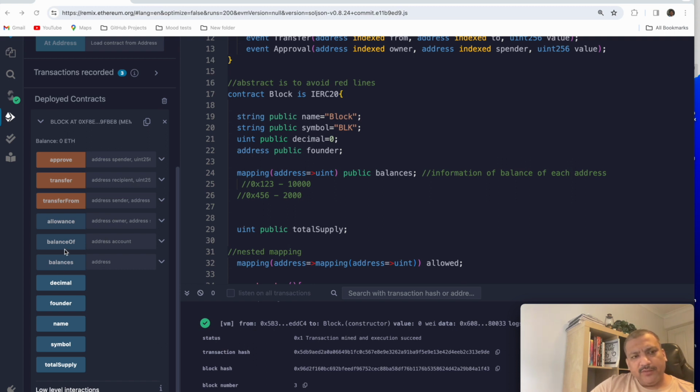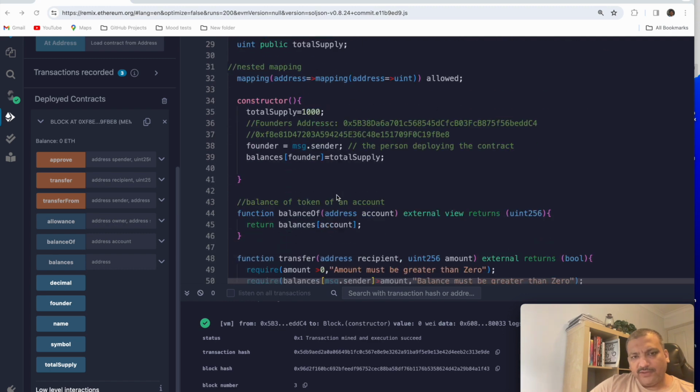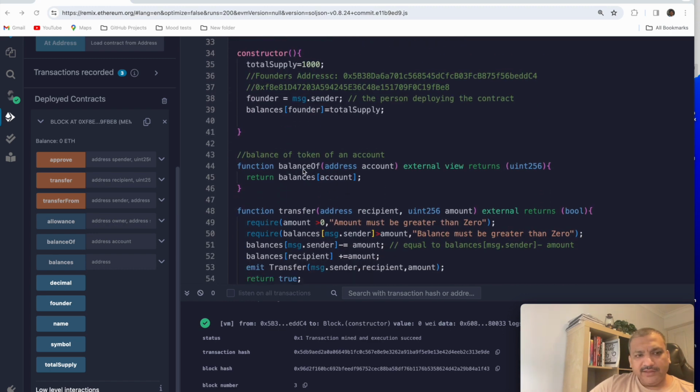And you may be thinking, why do we have balances and balance of? Balance of is essentially a function, and it takes an argument which is of type address, the account. It's like your bank account. You give the account number, and the cashier tells you how much balance you have in that account. This balance of function is similar. You give the address of the account, which is that hex address, and it returns the integer value of what the balance of that account is. So this is the balance of function.